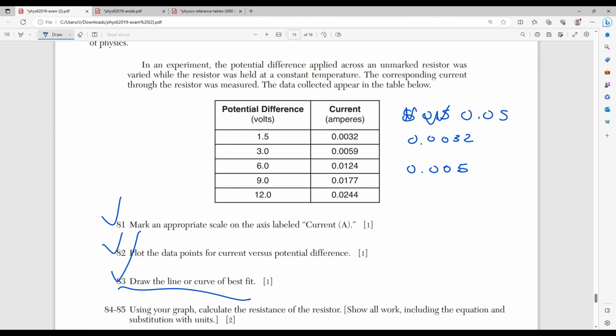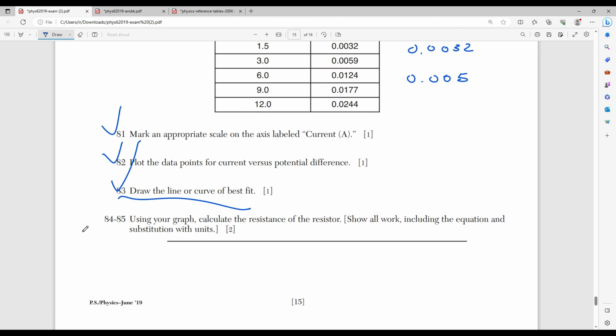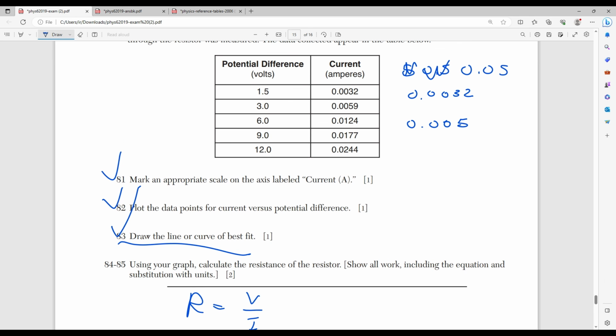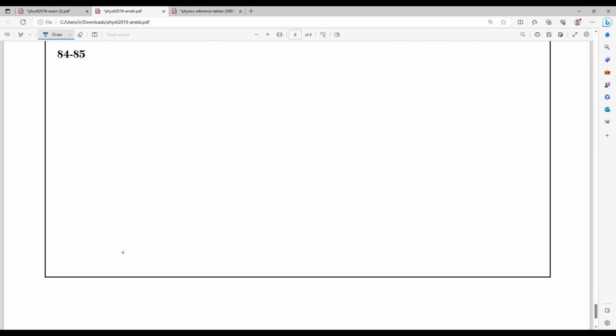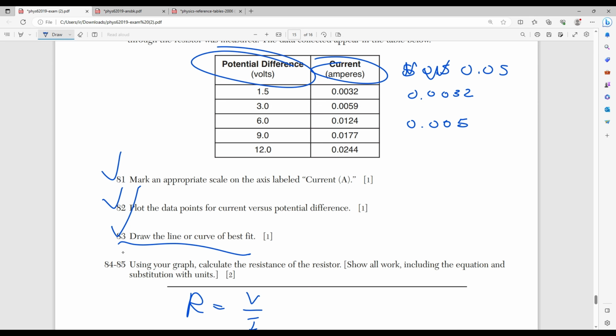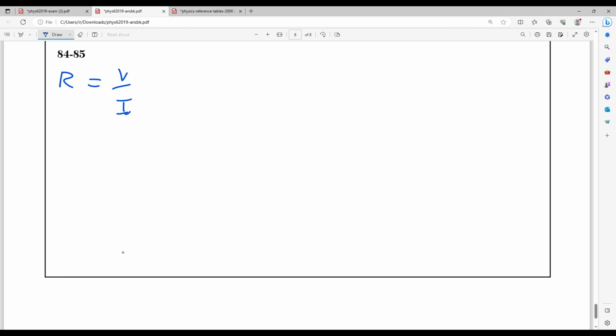And number 4 to 5 says using your graph calculate the resistance of the resistor, right? So it can't get any simpler or easier than this. Literally, R is equal to V over I, and they tell you V and they tell you I. So just scroll down to where you have space and write R equals V over I and use one of these spaces. I'm just going to use 9 and 0.0177. So literally all you have to do is R is equal to 9 over 0.0177.